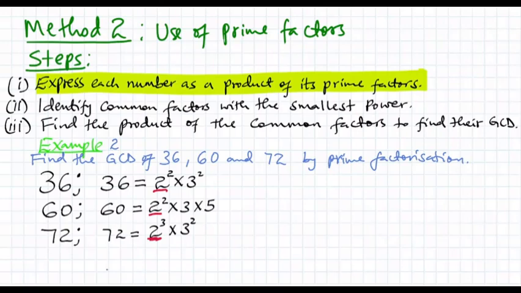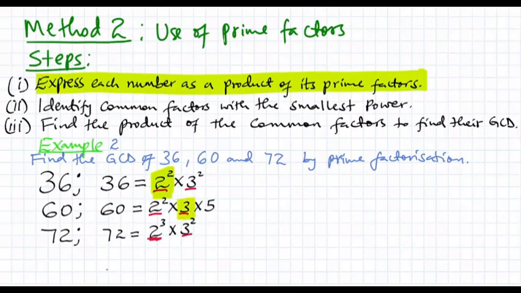But we are going to pick the one with the smallest power, which is 2 raised to 2. So we just pick one. So we are going to pick 2 raised to 2. Then the other factor must be common in all the 3 numbers. So we have 3 raised to 2. We have also 3 raised to 1 and 3 raised to 2. So the one with the smallest power is 3. So therefore we are going to pick 3.